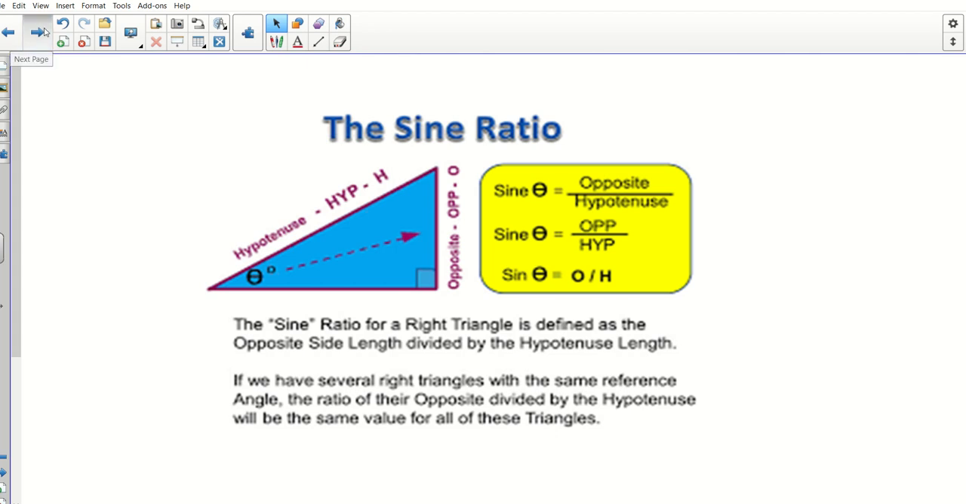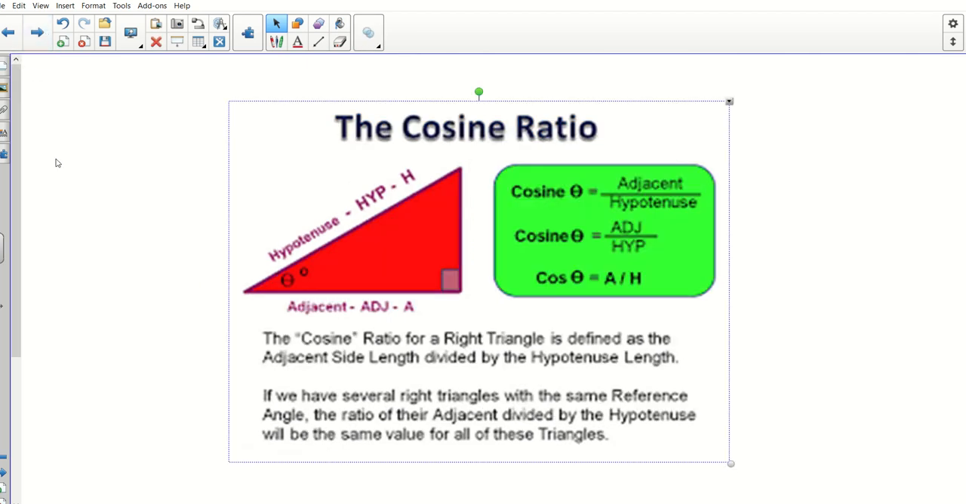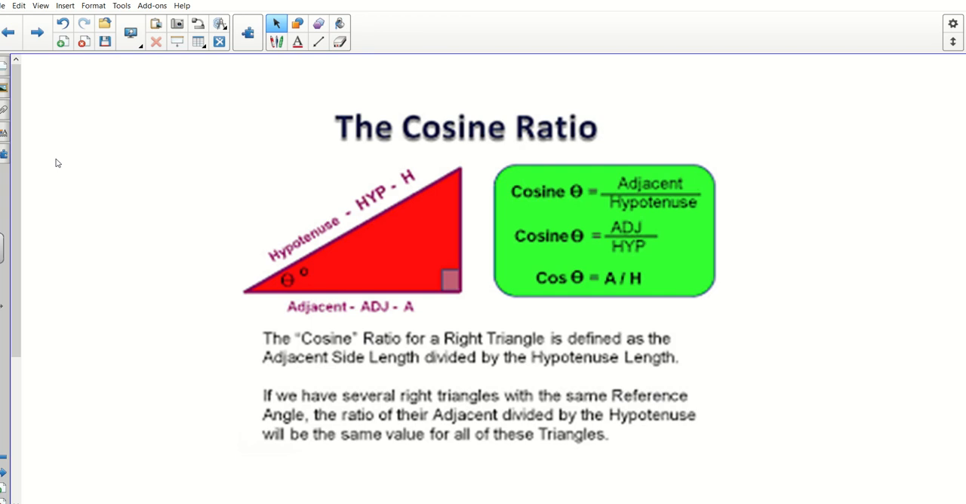The second ratio is the cosine ratio. It is defined as the adjacent side divided by the hypotenuse. Over in the green box here, we have the cosine of theta, again theta being our reference angle, as the adjacent divided by the hypotenuse. Here are the abbreviated and super abbreviated versions.